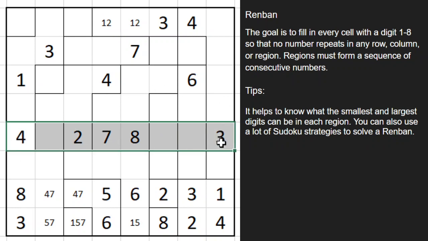This row is almost complete. It's missing 3 digits. It's missing a 1, 5, and 6. Well, a 6 can't go here. There's already a 6 there. So that puts a 6 in one of these two.